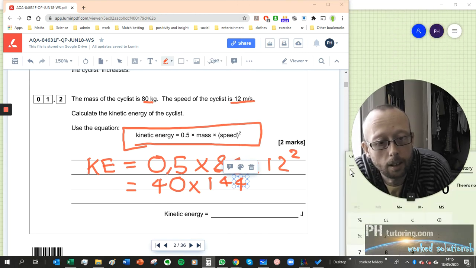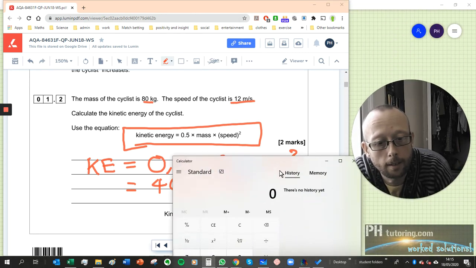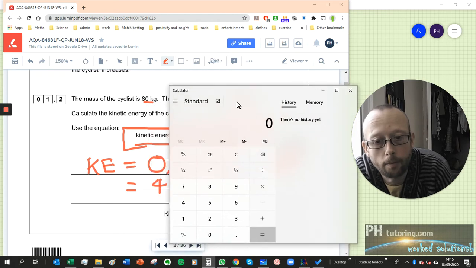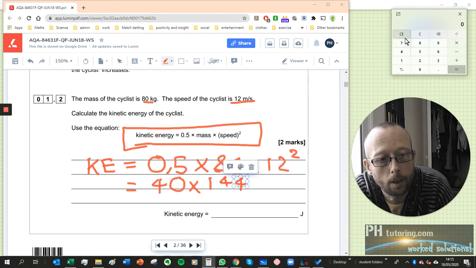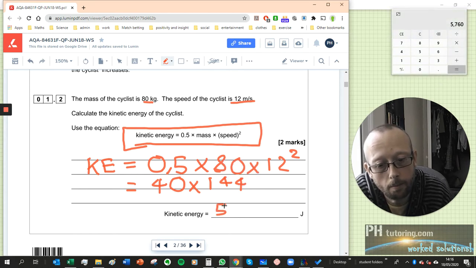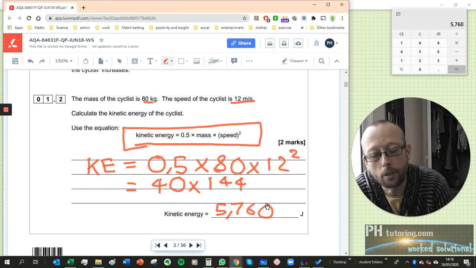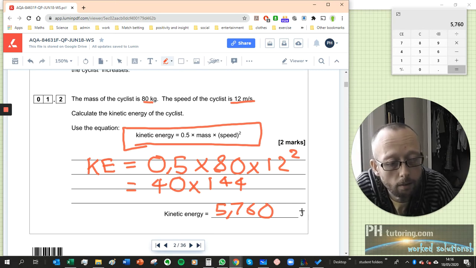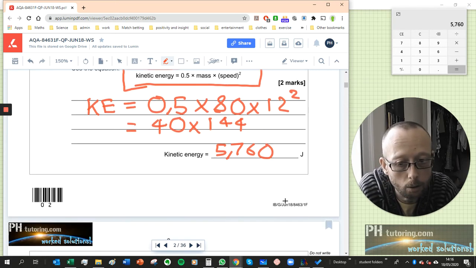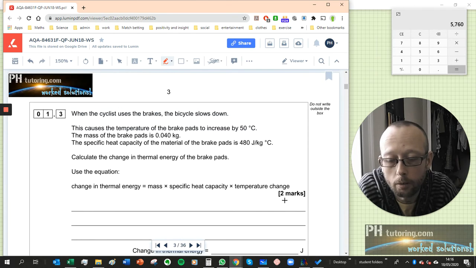Let's move this down here. And I move that up there. Okay, so it's 144 times 40. Okay, so 5,760 joules. If it didn't give the unit, don't forget to use the unit. Okay, you'll lose a mark if you don't include the unit.